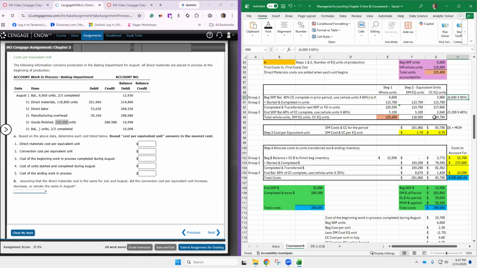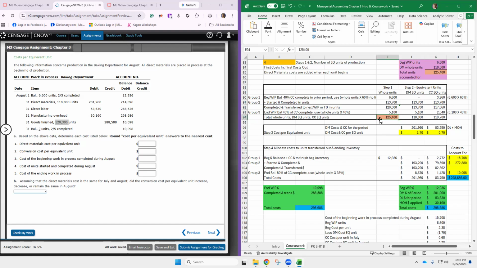So 60% of 6,600 is 3,960 units. Put that there. Started and completed: once we know what it is, we fill that in for both columns. Then we add down. Then they're going to make us find how many units are in ending inventory, but we do know the cost. We do know the cost.